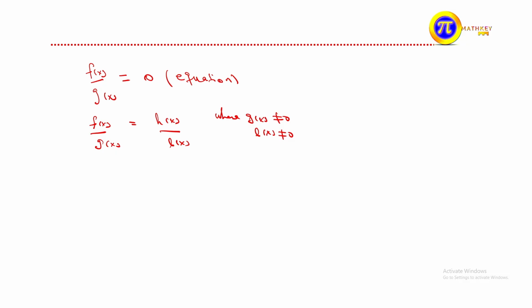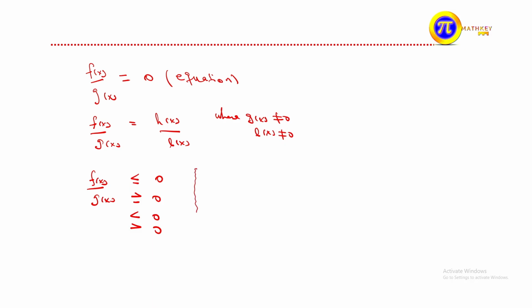When we say inequality, in that case we have what? Some function f of x over g of x is less than or equal. It may be greater or equal. It may be greater than or less than something, let's say 0. This we call inequalities, rational inequalities.